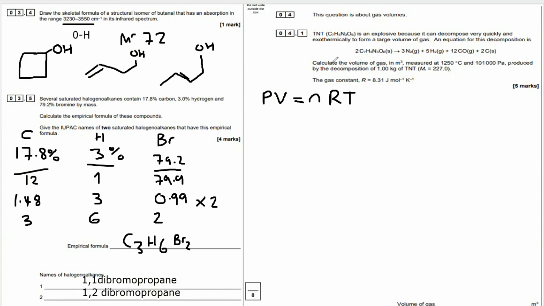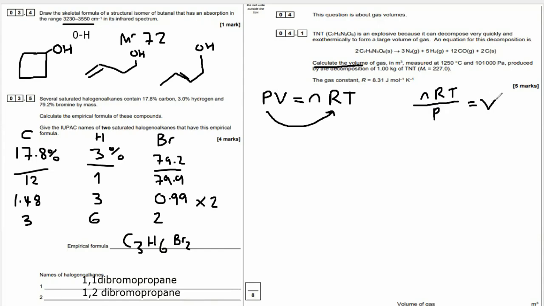V is the subject of the question right here, calculate the volume. So we want to rearrange that equation for a mark to show how we'd find V. And of course, we can do that by doing nRT. Let's bring our P underneath by dividing both sides by P. And then we're going to be left with V equals nRT over P.